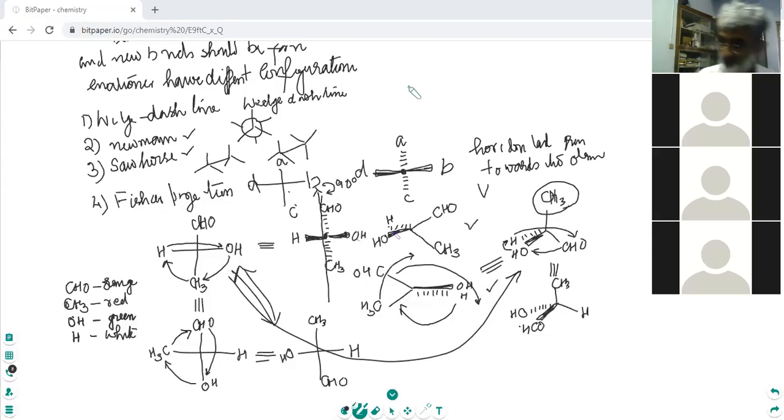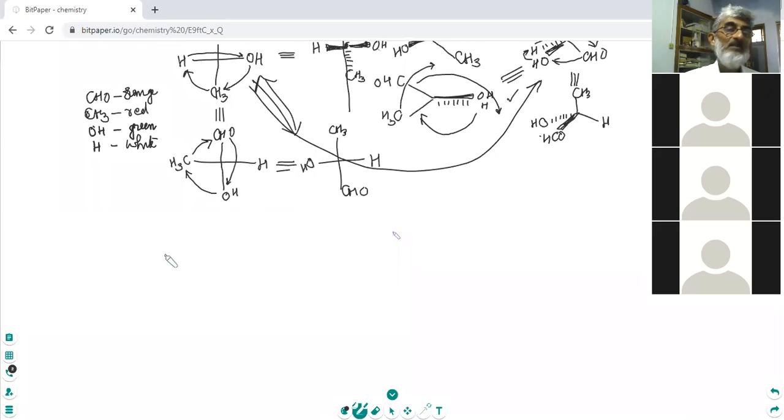So we have studied 4 different methods of representing organic compounds. One is the wedge dotted line structure, and the other is the sawhorse projection, which I have shown you here, the Newman projection, and this one is the Fischer projection. This is very commonly used in carbohydrate chemistry. This Fischer projection is commonly used in carbohydrate chemistry.